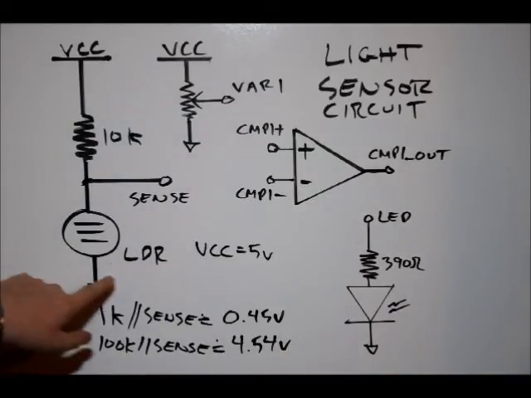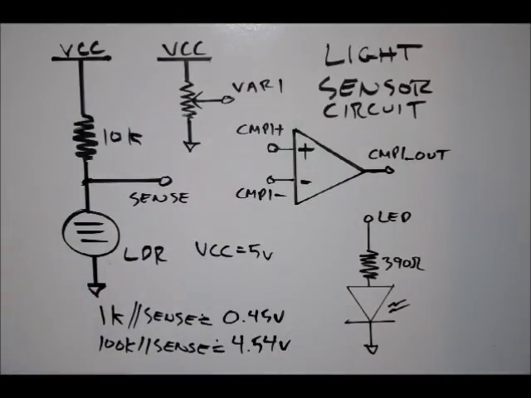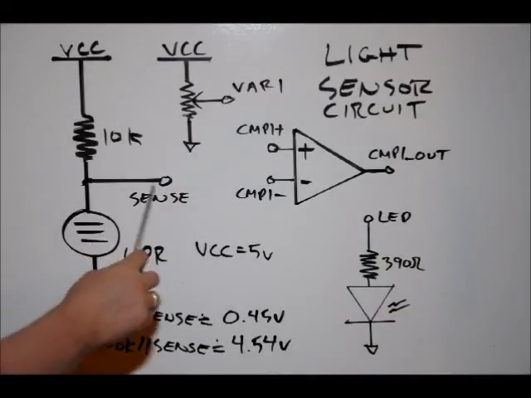The light-dependent resistor, LDR, changes resistance based on how much light is touching it. For instance, if there's a lot of light touching the LDR, let's say it goes down to about 1K, 1,000 ohms. That's when a lot of light is hitting it. And since we have a fixed resistor of about 10K, we'll have about 0.45 volts, roughly, at our voltage divider line.